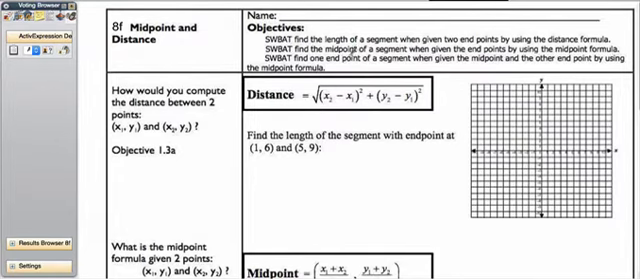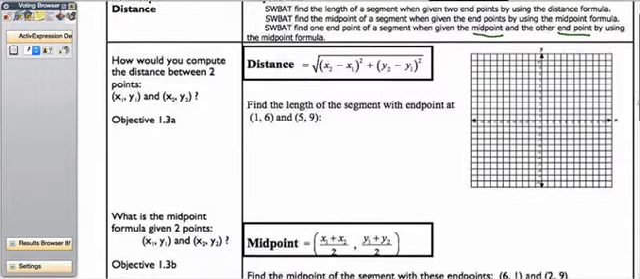And then lastly, you're going to be able to find one endpoint of a segment when given the midpoint and the other endpoint, okay, by using the midpoint formula. So let's jump into this.